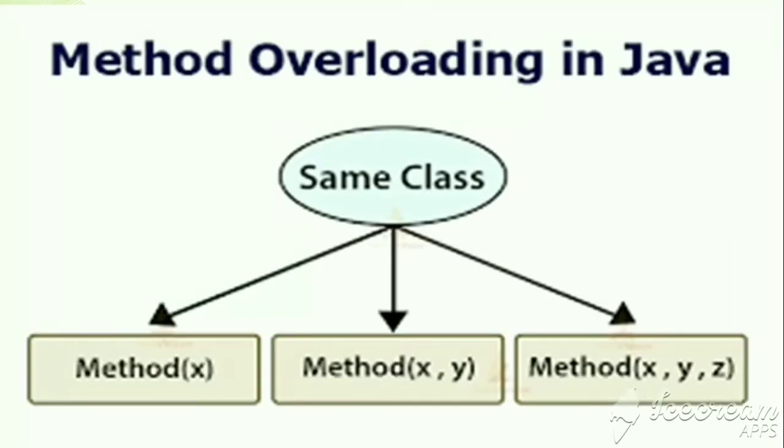See one example here. I have one class, the Same class. This Same class has three methods. These three methods have the same name. The first method name is method, the second also method, the third one also method. The function names are the same but the arguments differ: this function has only one argument, this function has two arguments, this one has three arguments. So more than one function has the same name but different arguments. This is called method overloading.